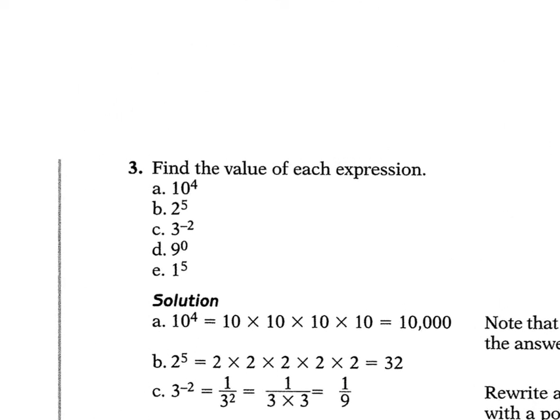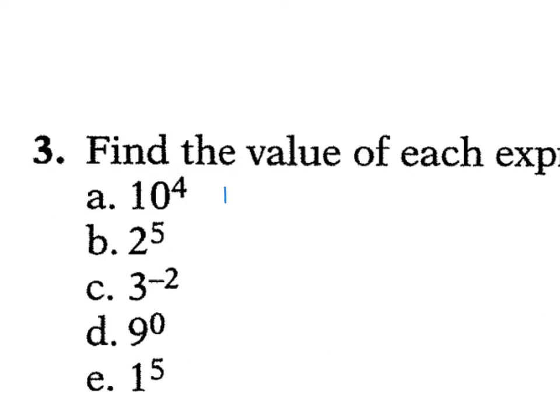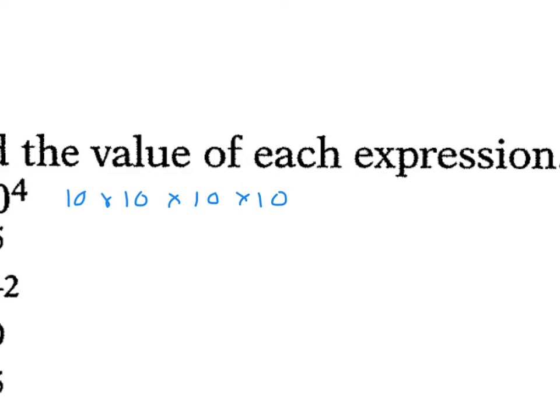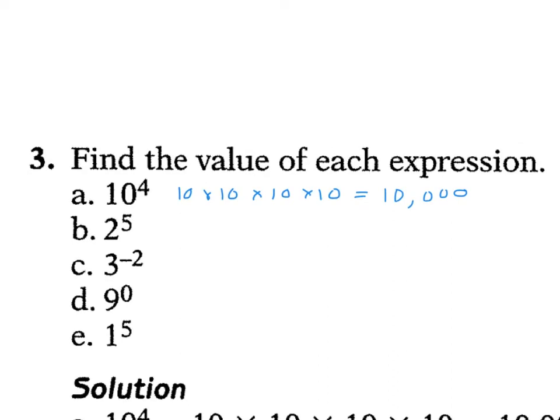Number 3, we need to find the value of each expression. So for A, this would be 10 times 10 times 10 times 10, which if we multiply it all together, it would just be 10,000. For B, we have 2 to the fifth power, so this would be 2 times 2 times 2 times 2 times 2, 5 times, which would be 32.